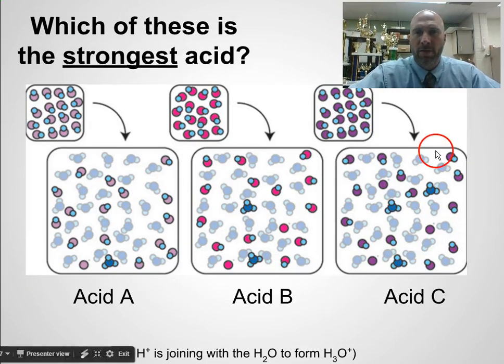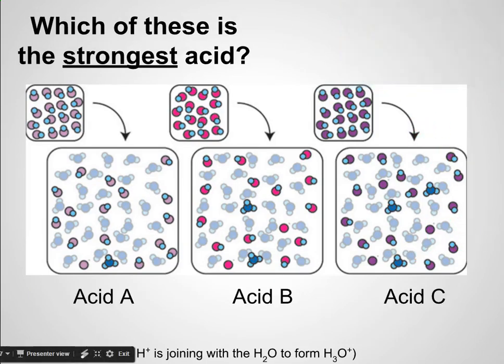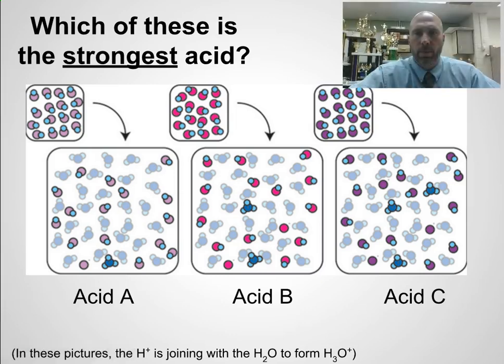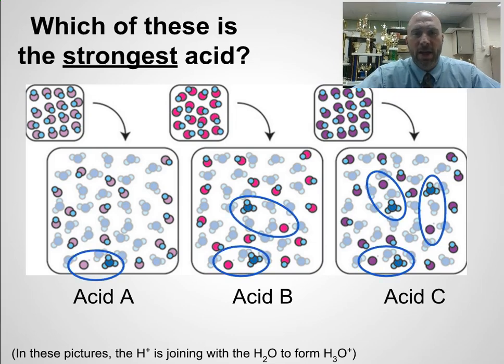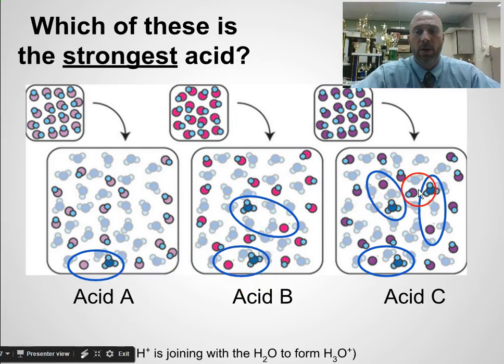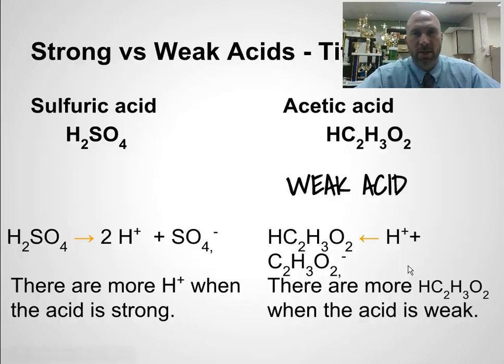Okay, look at these. See if you can tell which one of these is the strongest. If you look at these, you're looking for where the hydrogen has been released and then picked up onto another molecule. If we compare these three, you can see that this one over here has a lot more of the hydrogens released, meaning that this is the strongest acid, acid C.